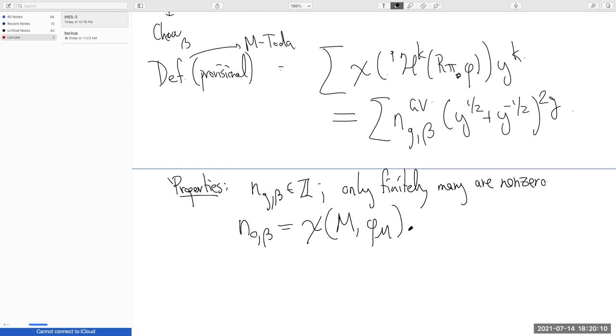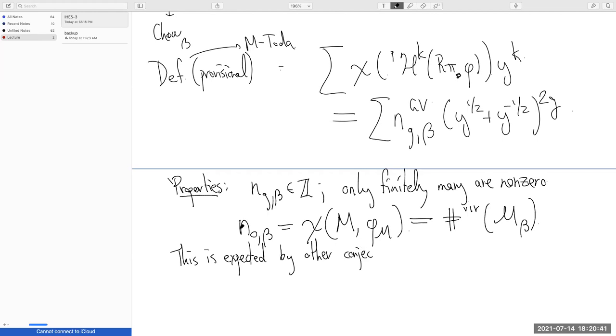By how we were thinking about the sheaf, this is just the virtual number for my moduli space of one-dimensional sheaves. And this is something that we expected. If you believe all these conjectures that I stated at the beginning of the lecture, then this is expected by the other conjectures. This should calculate the genus zero Gopakumar-Vafa invariant. This was proposed by Sheldon Katz before these other approaches were developed.